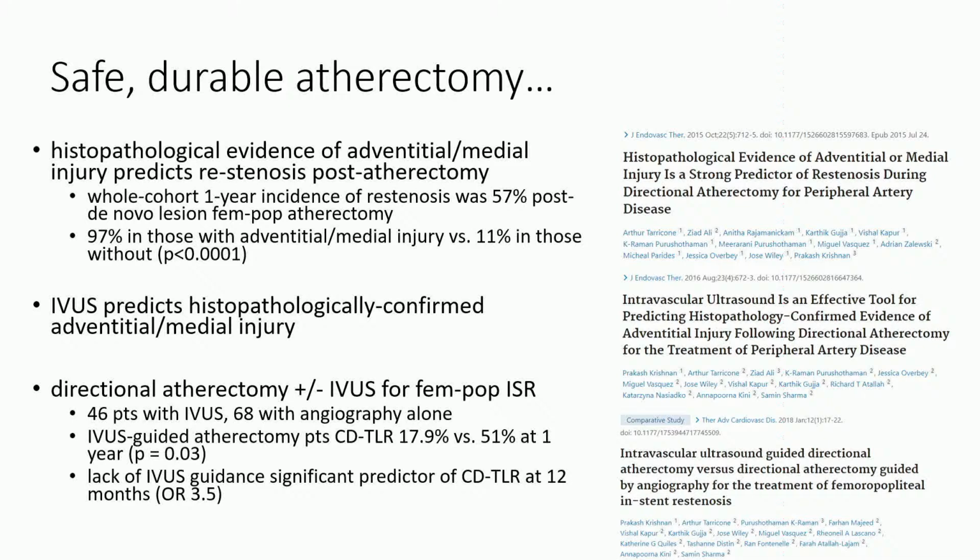And then the final paper that came out in 2018 was putting those two things together and actually tying this to clinical outcomes. So this was about 100 patients, directional atherectomy for FEMPOP in-stent restenosis with or without IVUS. And they found that with the patients who have IVUS-guided atherectomy, the clinically driven TLR rate was significantly lower versus those that had just angiographically delivered treatment, and the lack of IVUS guidance was a significant predictor of clinically driven TLR.